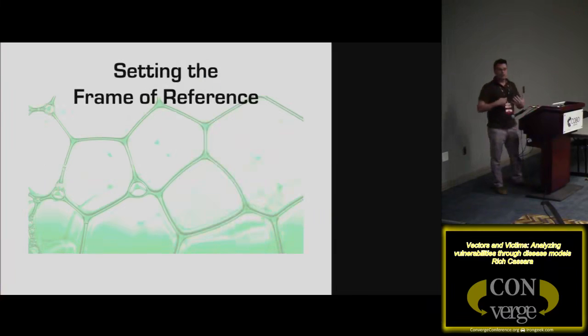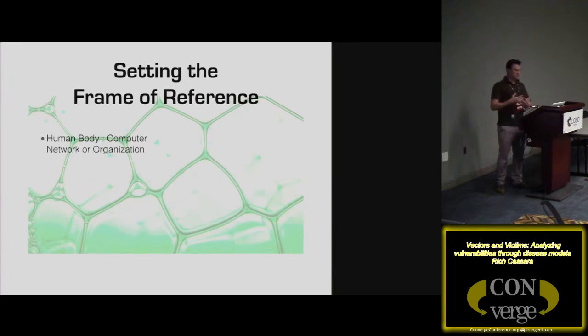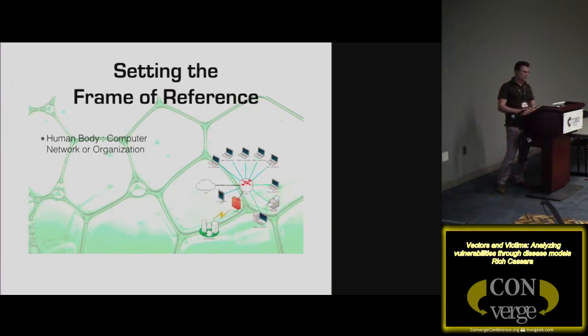And so now, in order to do a proper comparison between our disease models and information security, we need to get a frame of reference for how we're going to model this. So we're going to say that a person, a body, is like a computer network or any organization. We have a whole bunch of different individual systems that are working together toward a common goal. In our case, it's living and succeeding as living things, trying to procreate often. And in an organization, it's trying to make money. We're also trying to do that as people.